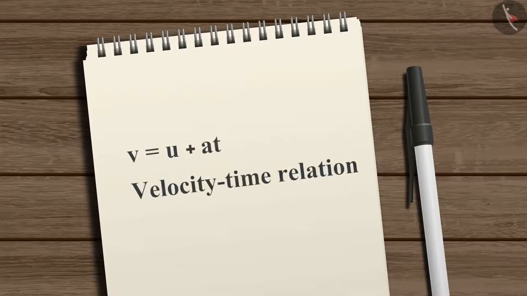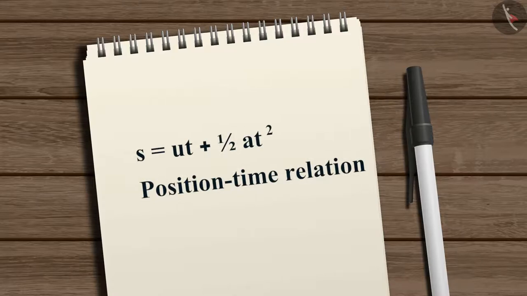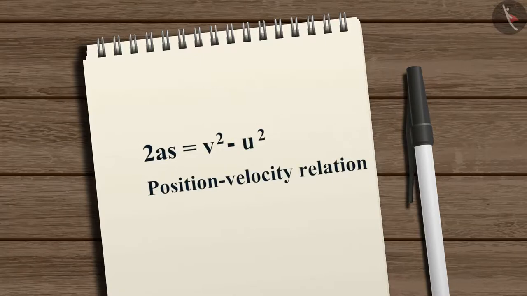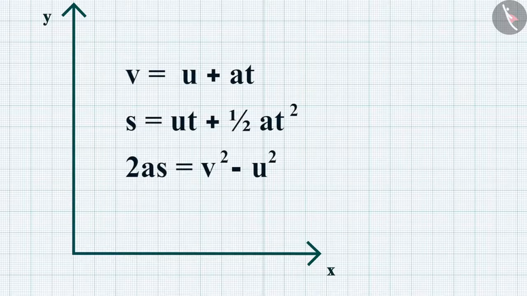The first equation, v = u + at, shows the velocity-time relation. The second equation, s = ut + 1/2 at², shows the position-time relation. The third equation, 2as = v² - u², shows the relation between position and velocity. Now, let's see how we can derive these equations of motion by graphical method.